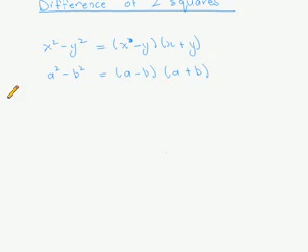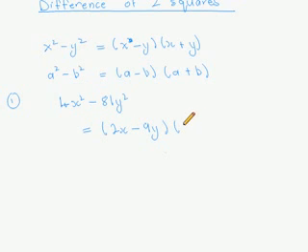Let's just look at an example. Okay, example 1. Let's say we have 4x squared minus 81y squared. Okay, just bring it down there. Factorizing that, taking the square root of that first part, making it 2x minus 9y, and on this side 2x plus 9y. Okay, that's the first example.